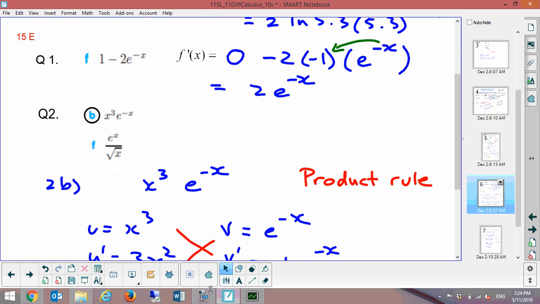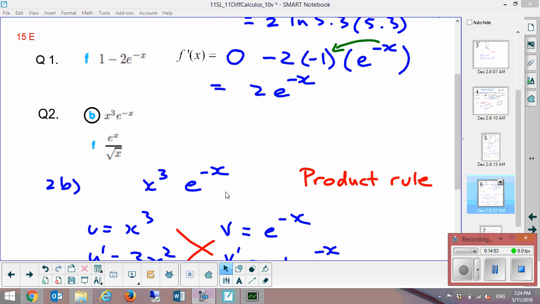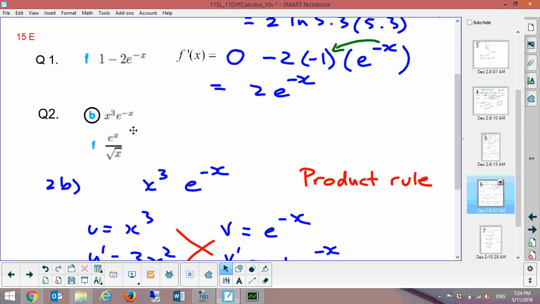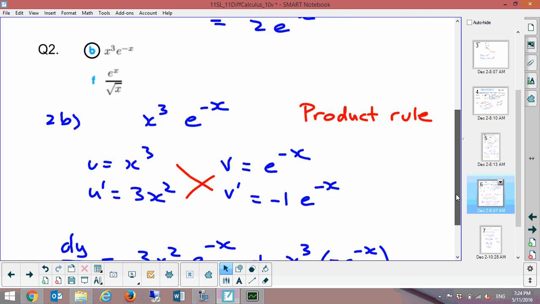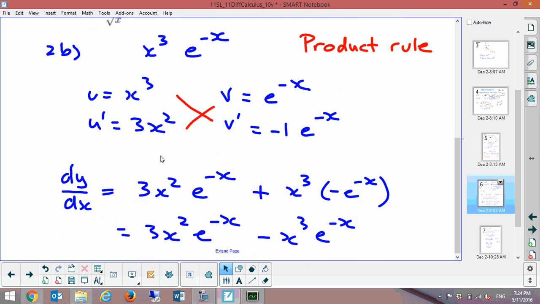This one here should ring a bell with the product rule because we've got two functions being multiplied. So split them apart. Remember the same rule, this is your u, this is your v. So do them separately. x cubed becomes 3x squared. v, e to the minus x, becomes minus 1 e to the minus x. Substitute those in for u dash v plus v u dash. What have we got? So u times v dash, and simplify.